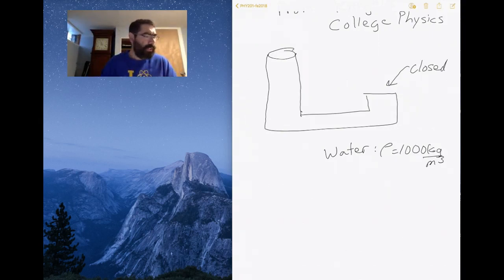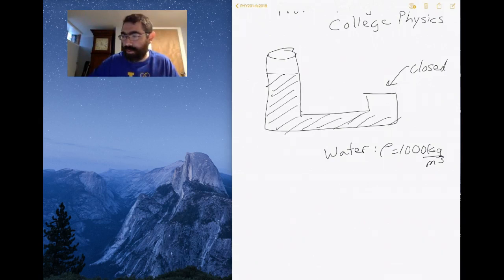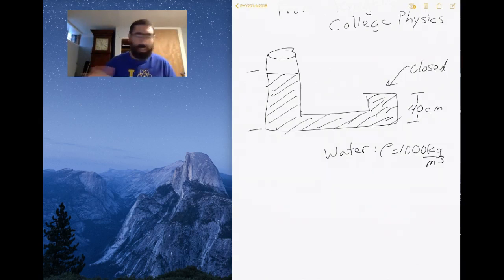And so then I fill up this container with water, where the height of this side, the closed end, is 40 centimeters, and the height of the fluid on the open end is now 100 centimeters.